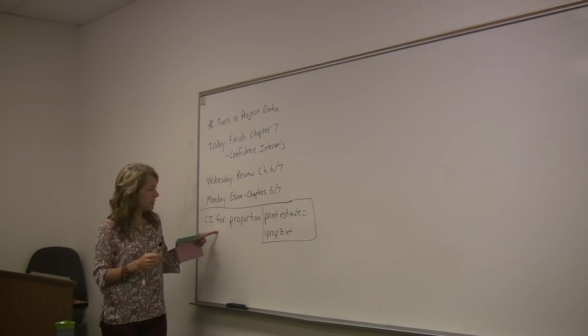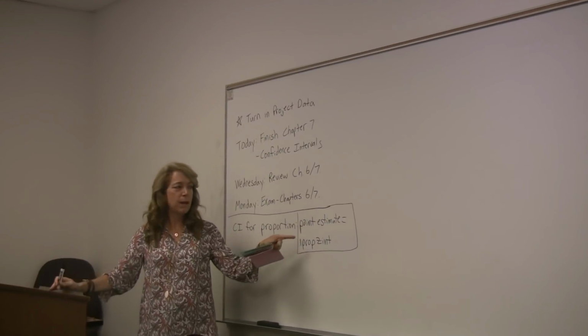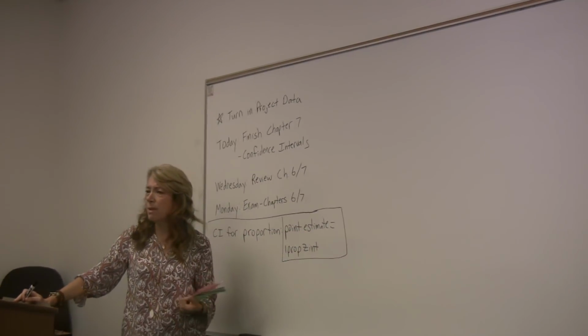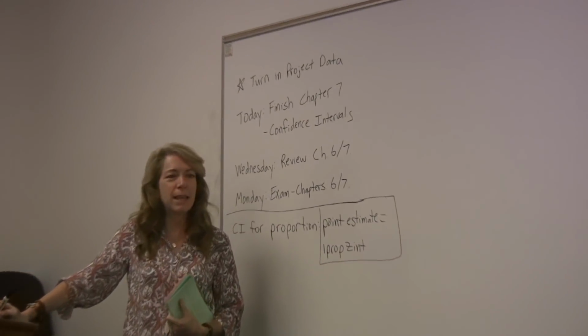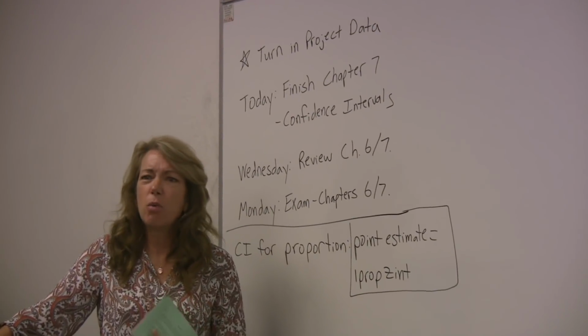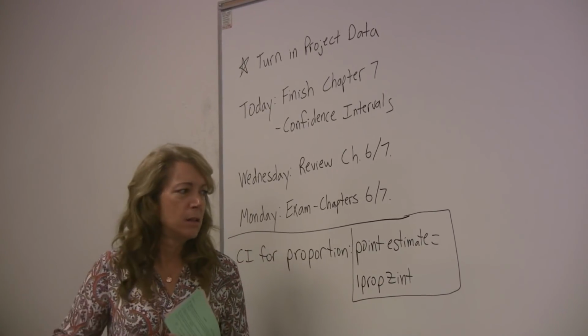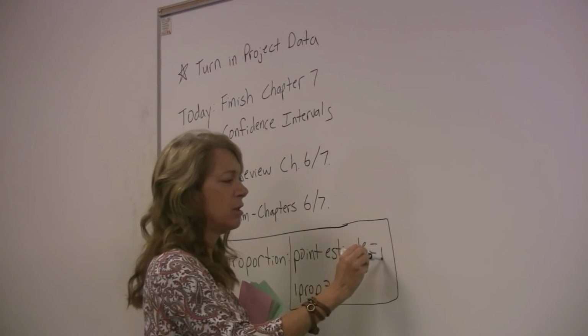When we were finding confidence intervals for proportions in 7.1, we had this point estimate. This is the biggest question people had, but I think it was really just a vocabulary question, because once I told you what it was, you're like, oh, I have that. What is the point estimate? P hat is what I'm hearing. What does P hat represent in words?